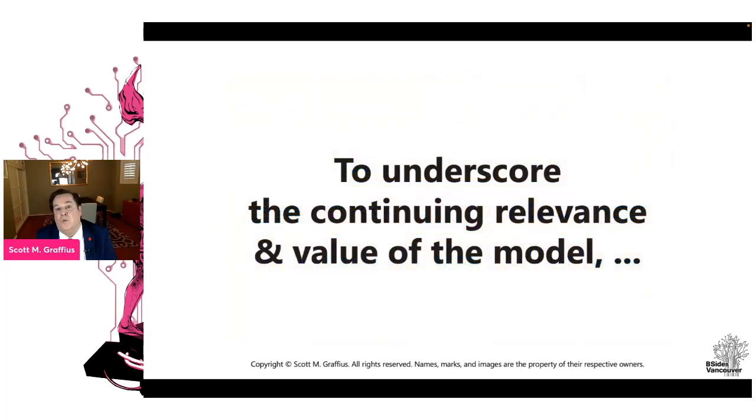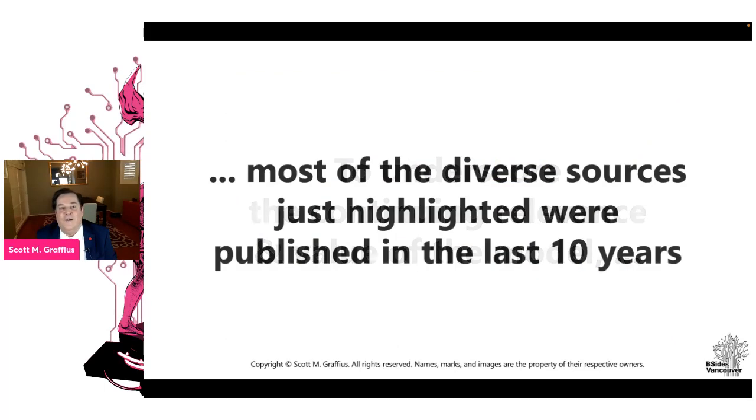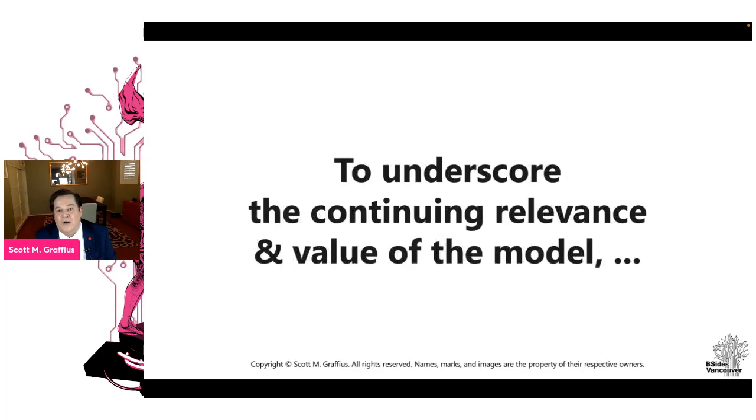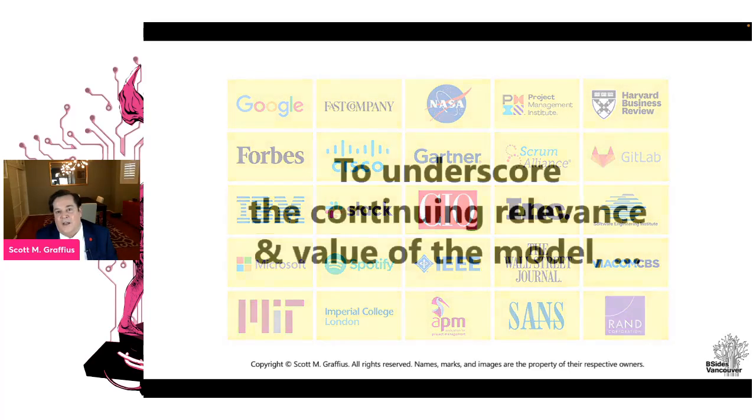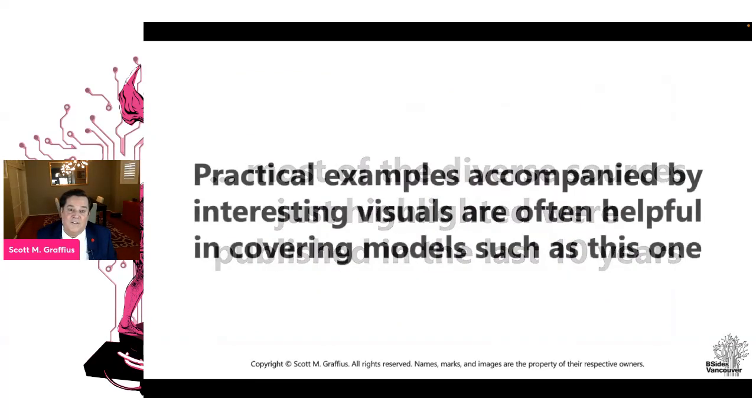So to underscore the continuing relevance and value of the model, many of those examples I showed you here on this slide were published in the last 10 years. I say that because the model came out in '65, so I think that's important to make that distinction. Furthermore, many of them were published in the last year, so I did want to mention that.